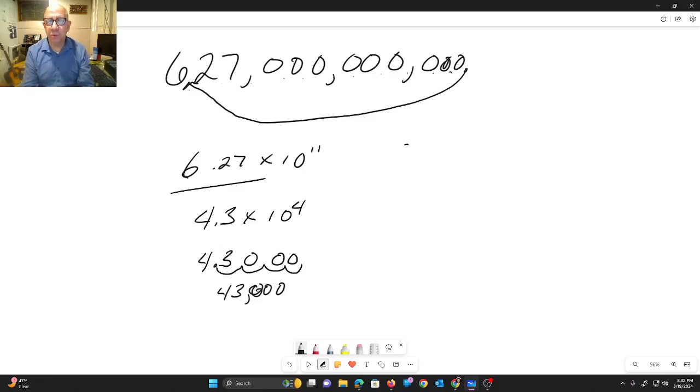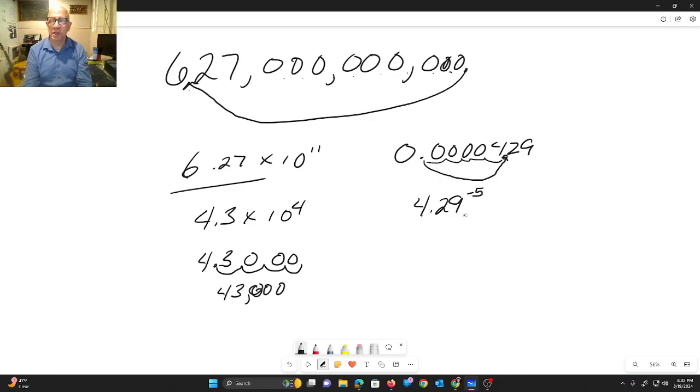They also work with small numbers. So if I have a really small number, 0.0000429, I'm going to move the decimal again just to the right of that number. So I have 4.29, and I moved it 1, 2, 3, 4, 5. I moved it 5 spots, but it's a small number, so I'm multiplying by a -5.